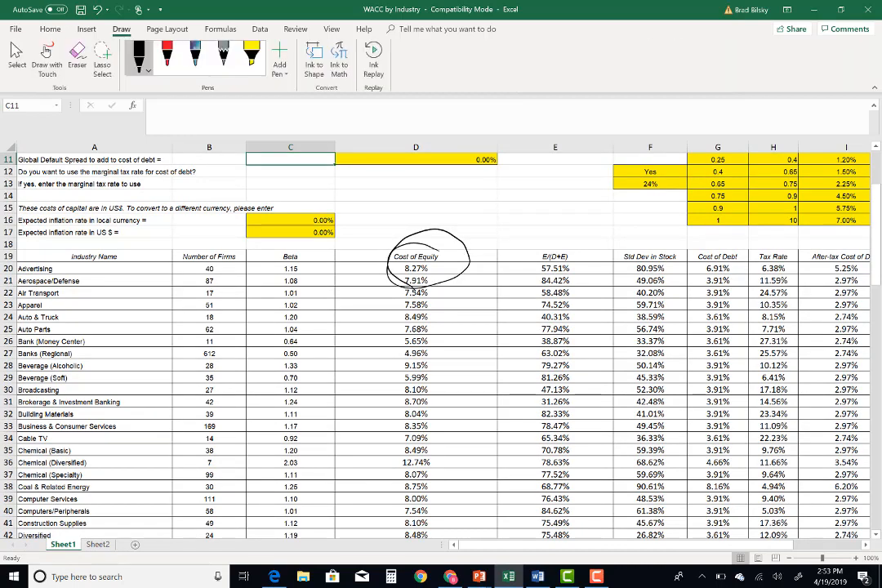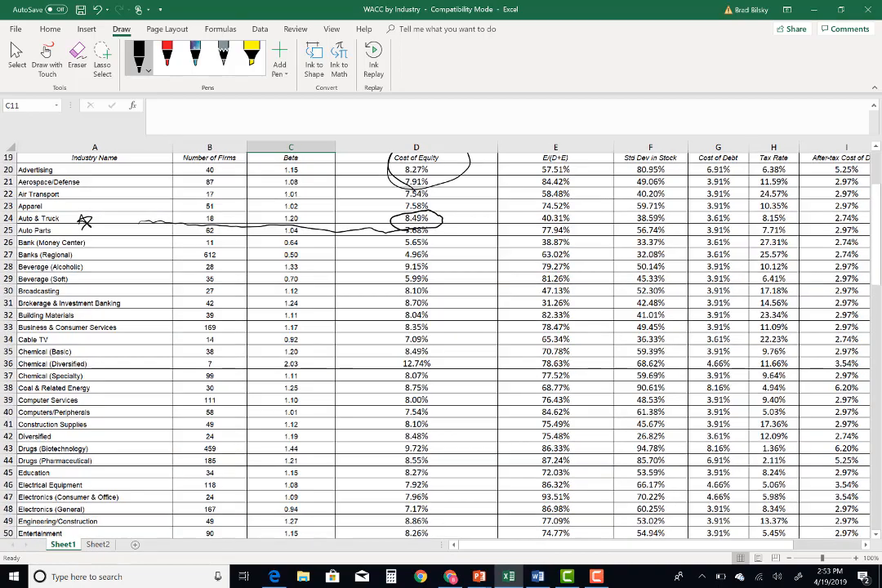All right, so say we're talking about Ford. It's an automobile company, so we'd go to this auto and truck row. That's row 24. Go across, and I'm looking for the number in column D. All right, so the average car company has an 8.49% discount rate. So you could use that as a starting point, and most industries are covered on the spreadsheet.